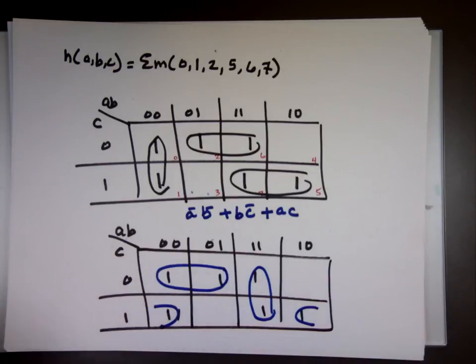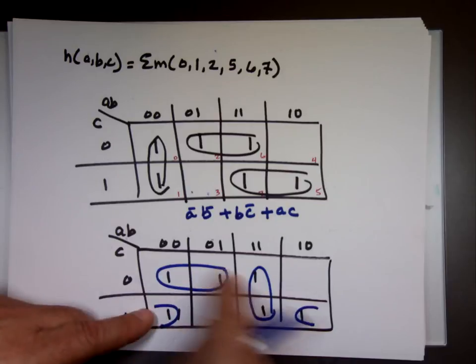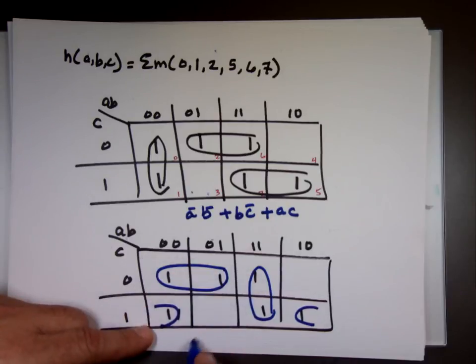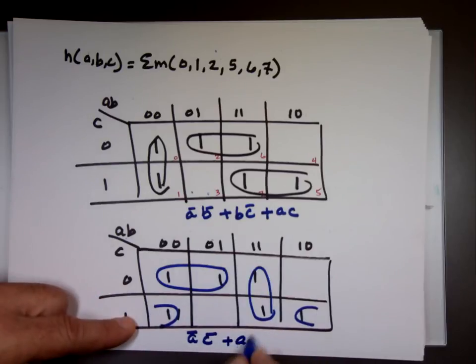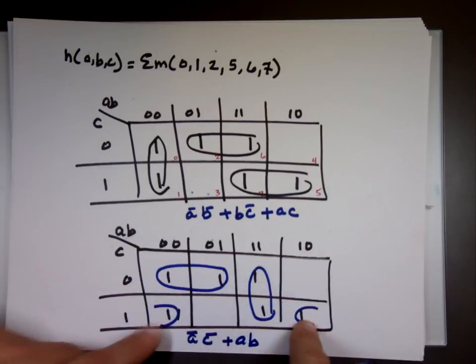So this one here will be what? A doesn't change, C naught, right? Yeah. This one here will be what? AB. And the bottom one is going to be what? B naught C.